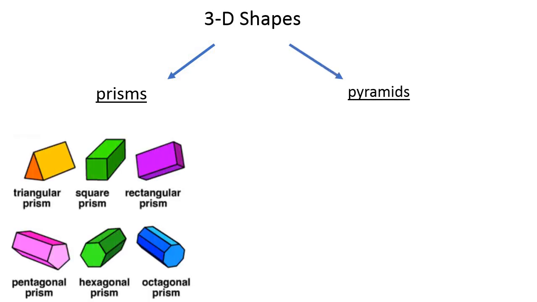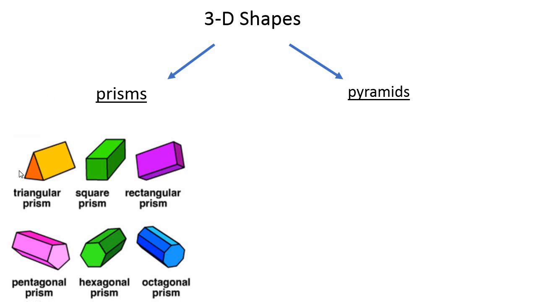So the first group is the prisms, and we talked about these: triangular prism, square prism, rectangular prism, pentagonal prism, hexagonal prism, octagonal prism. And we said that it's like a closed box. And we can call it a triangular prism according to the face of the base. So the base face here is a triangle. That's why we call this shape a triangular prism.